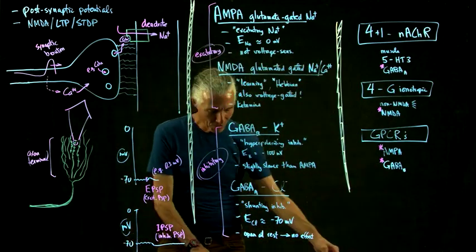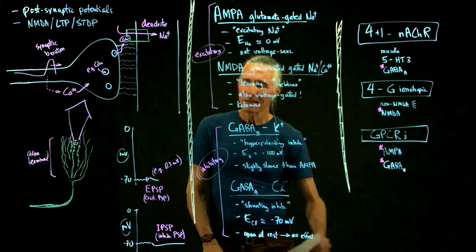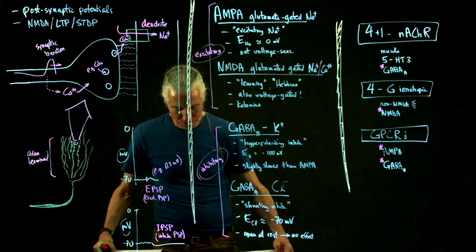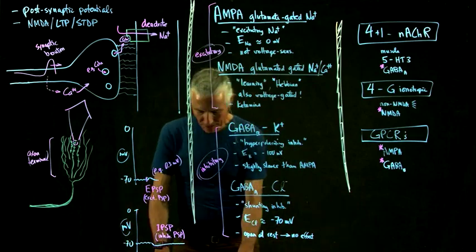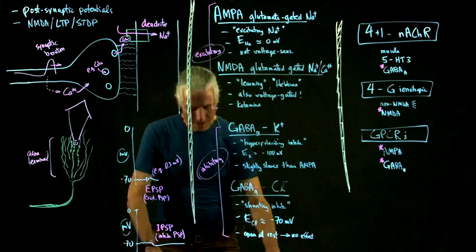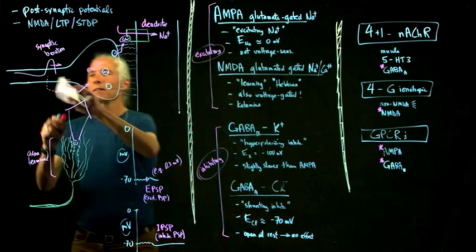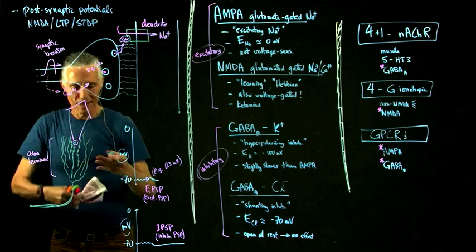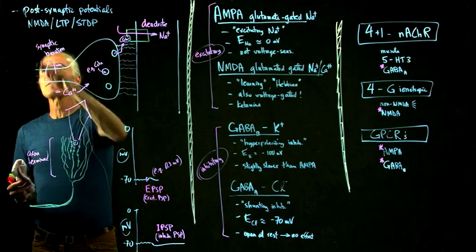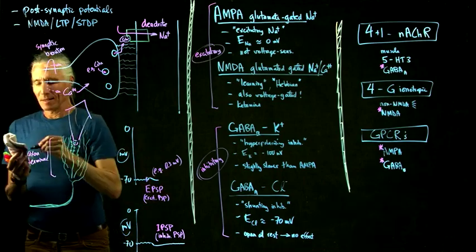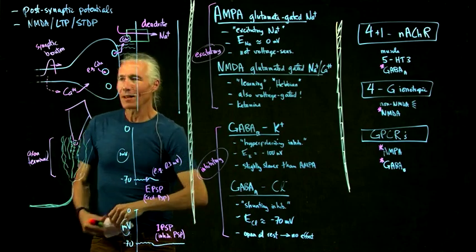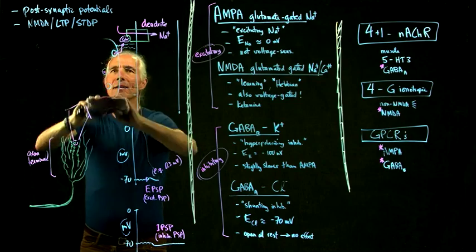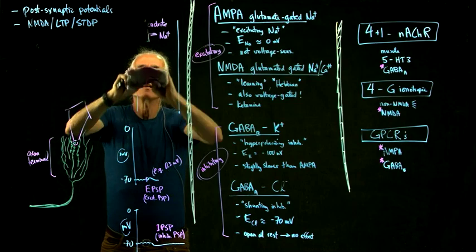go over to changes in the strength of synapses. And so obviously one of the things that we're interested in is actual learning and memory. And learning and memory imply that somehow we've altered the synaptic strength.